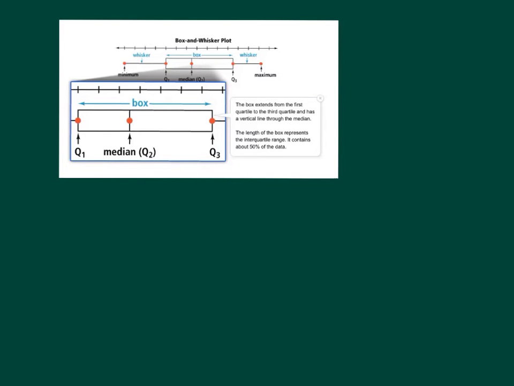All right, let's talk a little bit more about it. The box, again, is the middle 50% of your data. It extends from the first quartile to the third quartile, and there's always a vertical line that represents the median, or Q2. Again, the box represents 50% of the data.